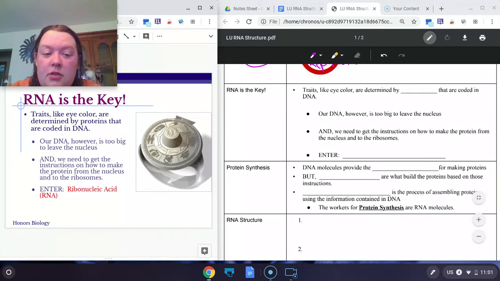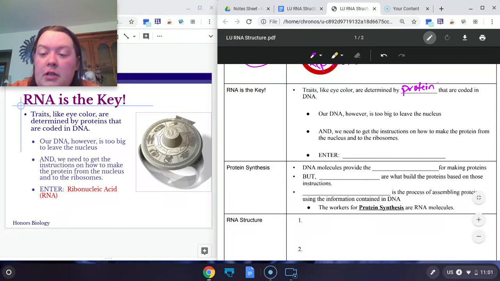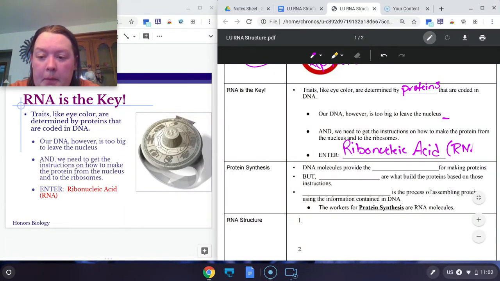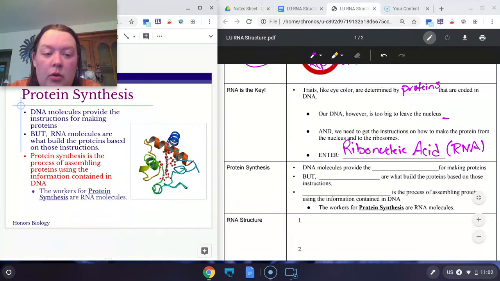So again, traits such as eye color are determined by proteins, and those proteins are coded for in DNA. Our DNA is too big to leave the nucleus. Because we need to get that information from the DNA in the nucleus out to the ribosome to build proteins, we need another molecule called RNA. And RNA stands for ribonucleic acid.